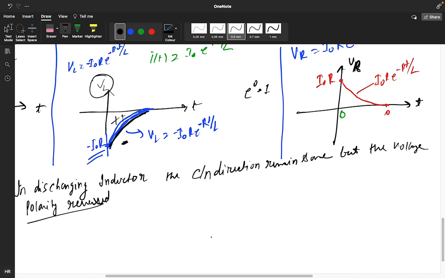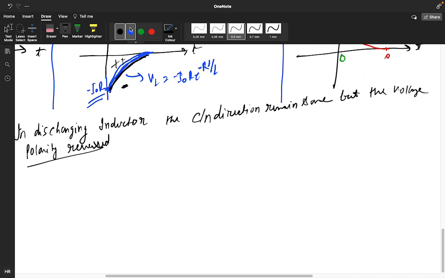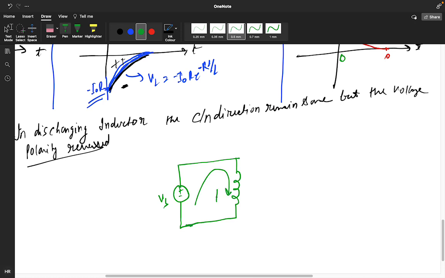Okay guys, how so? Suppose I am giving you a brief idea. See, this is my v of S, and first it was charging. So current was coming like this only. This was my positive, this was my negative. Now what is happening when I am connecting this inductor with some load? Here also I am considering some resistance. So the current is flowing in this direction only. So that's why it's positive, negative.